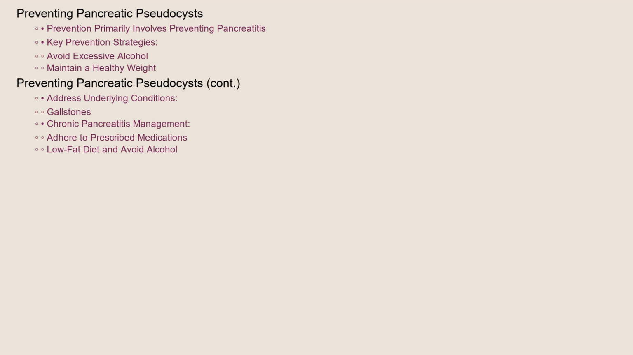Preventing pancreatic pseudocysts primarily involves preventing pancreatitis. This means avoiding excessive alcohol consumption, maintaining a healthy weight, and addressing any underlying conditions like gallstones. For individuals with chronic pancreatitis, adherence to prescribed medications and lifestyle modifications, such as a low-fat diet and avoidance of alcohol, can help reduce the risk of pseudocyst formation.